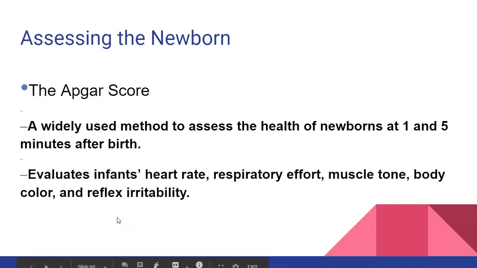There are various things that are assessed based on how the newborn is doing almost immediately after birth. The assessment includes the heart rate, the ability to breathe on their own, and body color, just a few of the things that are evaluated when the child is freshly and newly born.